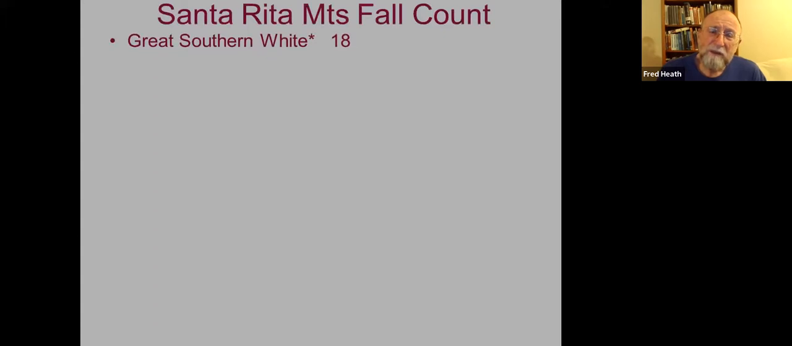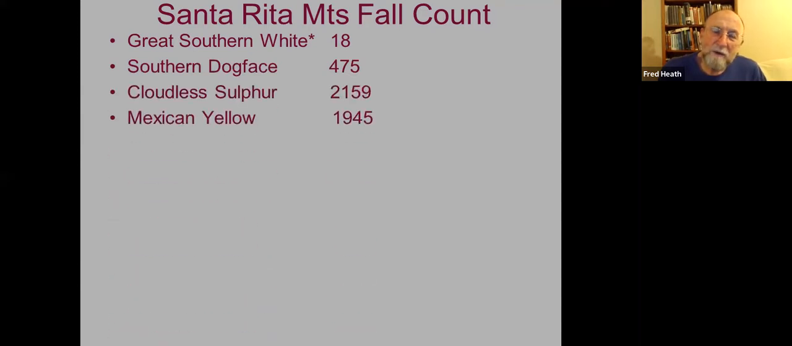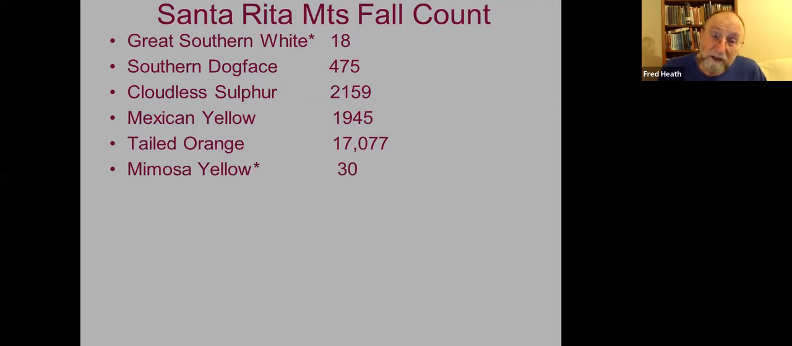And these are the butterflies that were unusual. We had great southern white, 18 of these. The little asterisk next to it meant that was the first time it had ever been seen on the count. Before last year, there had been about 20 individual sightings of great southern whites ever before, and we had 18 on the count. They were everywhere that year. Dog face, cloudless sulfur, Mexican yellow, all the sulfurs were just in huge numbers. Tailed orange, unbelievable. Dainty sulfurs, even more unbelievable.